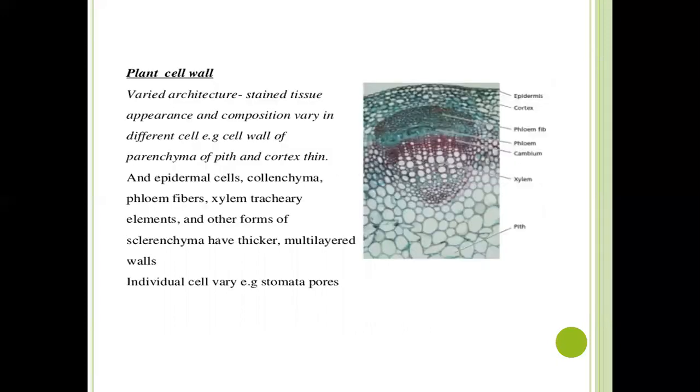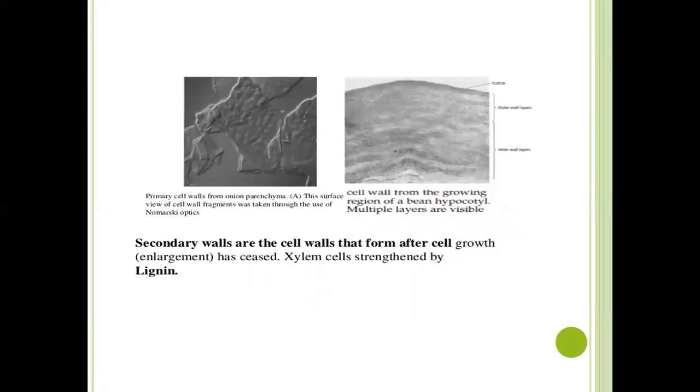Plant cell wall, varied architecture: tissue appearance and composition vary in different cells. For example, the cell walls of parenchyma of pith and cortex and epidermal cells are thin, while parenchyma, phloem fiber, xylem tracheary elements, and other forms of sclerenchyma have thicker multi-layered walls. Individual cells also vary, for example stomata and pores.